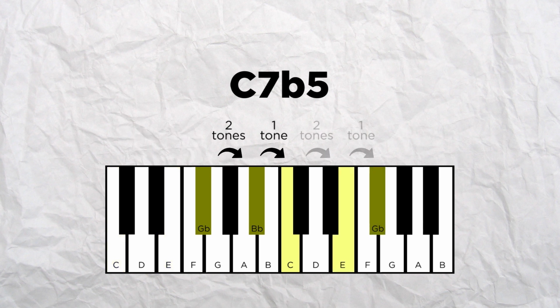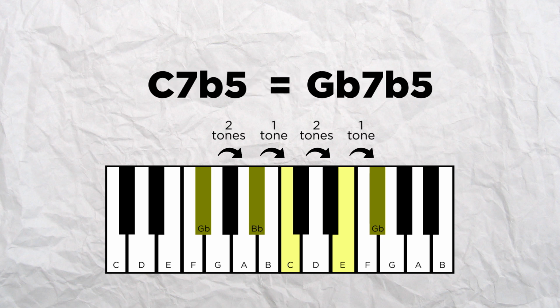If we make an inversion with this C7 flat 5, so we have the G flat at the base, this is still technically a C7 flat 5, but it is also a G flat 7 flat 5. If G flat is the root note, B flat is the major third, C is the diminished fifth, which should be called D double flat here really, but it's the same note, and E is the minor seventh. Again, it should be called F flat here, but it's the same note.